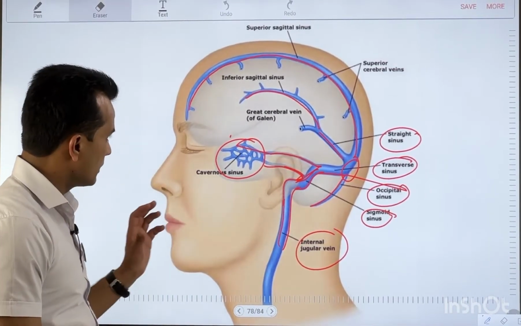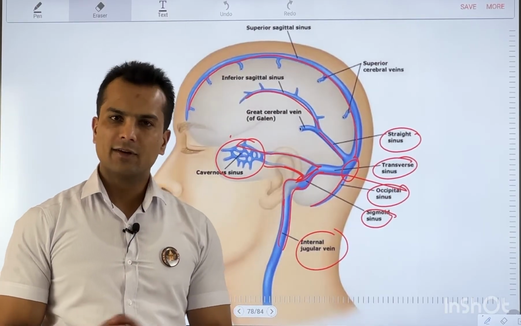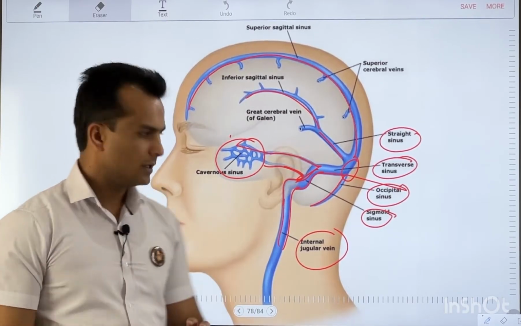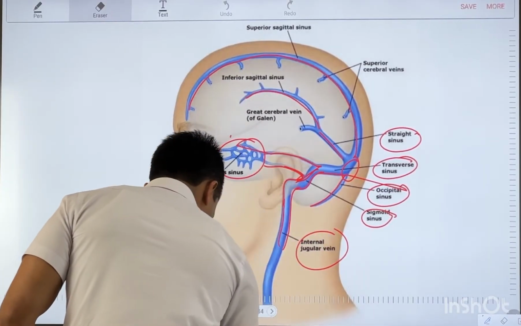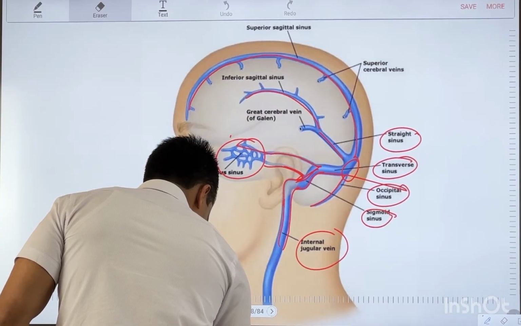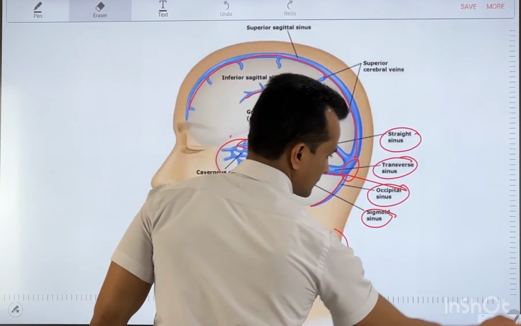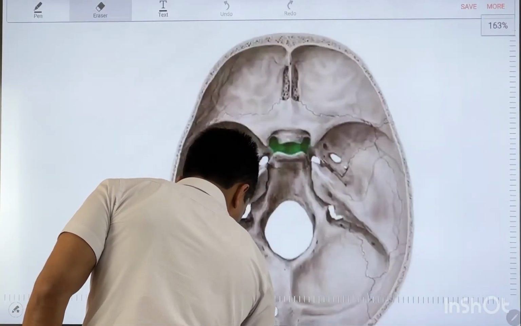Now please move forward, and we are going to discuss the cavernous sinus. I will draw the cavernous sinus, otherwise you will not understand the anatomy of the cavernous sinus. It's also very important. So you remember that I am now taking you back to your first semester.